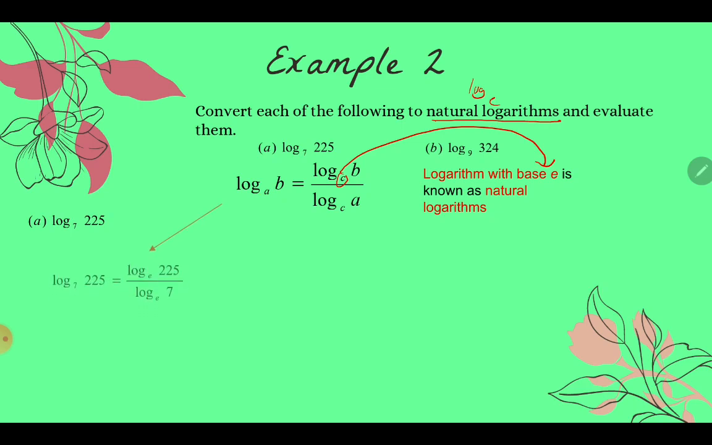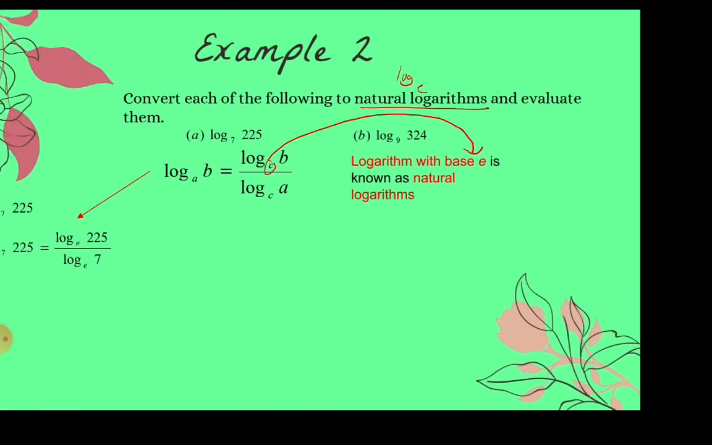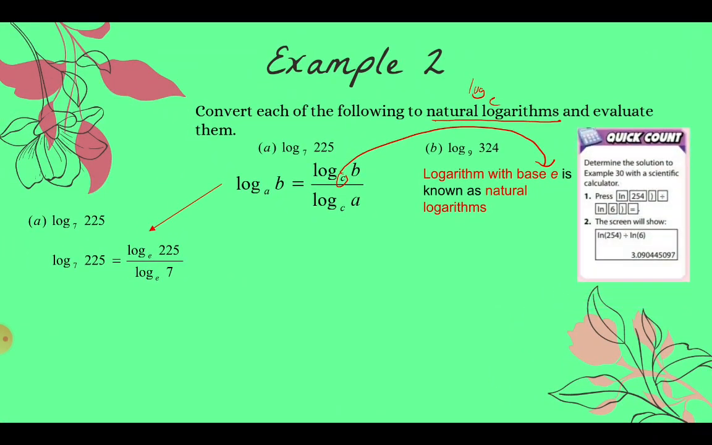So substitute the values. We have log 2 to 5 base 7 equal to log 2 to 5 base E over log 7 base E. But how can we find base E? Previously for log base 10, we can just press log on the calculator and then the value. How about base E? When we talk about base E, you press ln. On your calculator there is a button ln. So to find log 2 to 5 base E, press ln, 2 to 5, and then equal. The value is 5.4161.